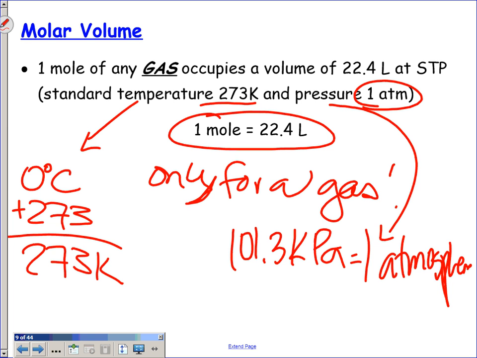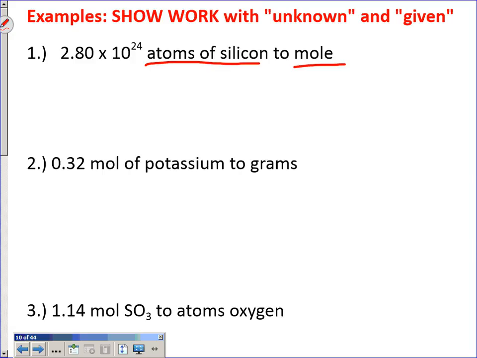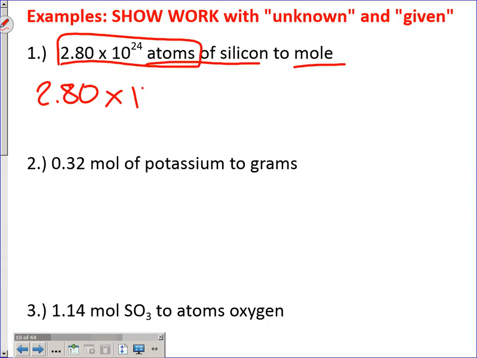Okay, so first question relating atoms to moles. What is the relationship between atoms and moles? So Avogadro's number, 6.022 times 10 to the 23rd. So what we're going to do is start with our given. The given here is atoms. Rewrite that here as 2.80 times 10 to the 24th atoms of Si, silicon. And we're identifying the unit and who it's describing.